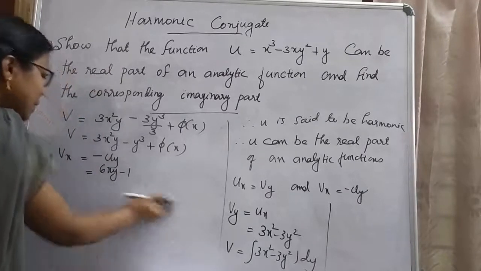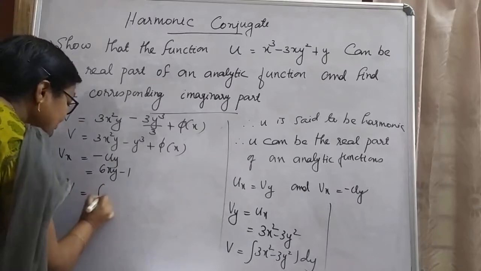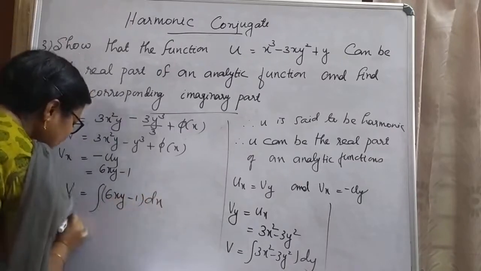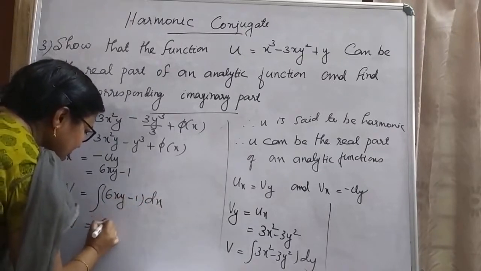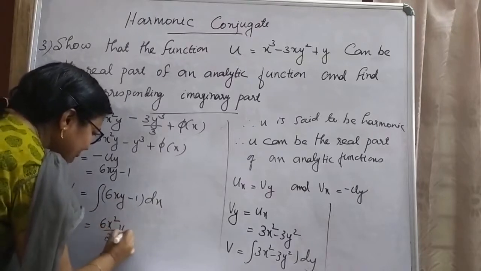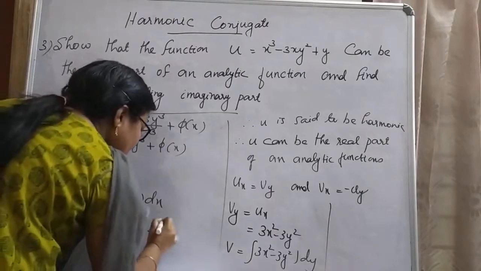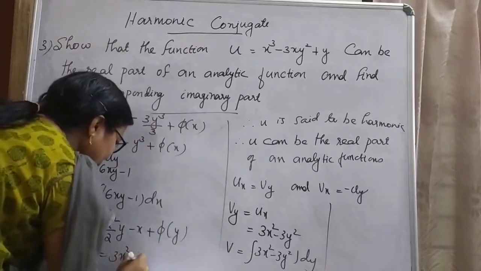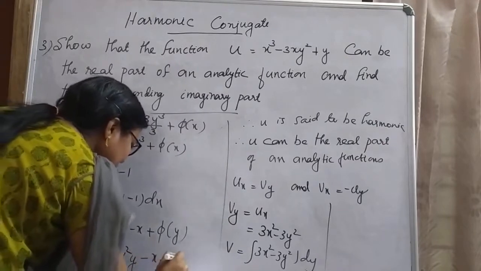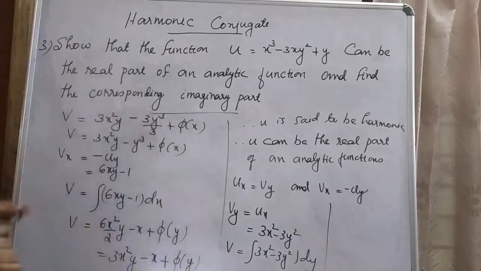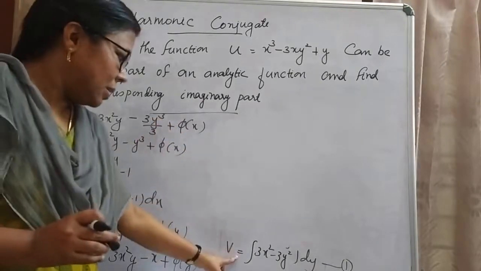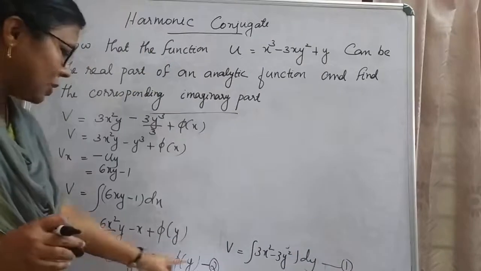From here we have to find v by integrating with respect to x. 6xy minus 1 with respect to x. Then v equal to 6x square by 2 y minus x plus a constant which should be phi of y, that is 3x square y minus x plus phi of y. Here we obtained v. Write this as equation number 1 and write this as equation number 2.